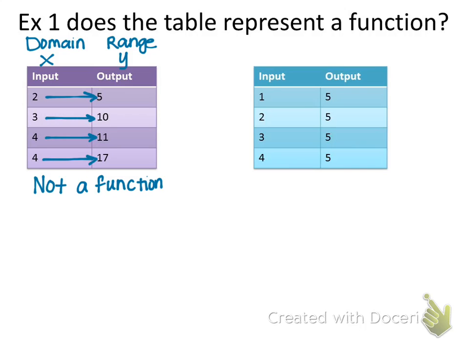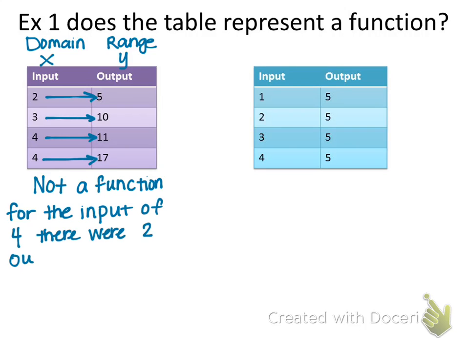And I want you to tell me why. Why is it not a function? Because for the input of 4, there were 2 outputs. That's what you would write. For the input of 4, there were 2 outputs. Okay? I want to know that you know why it's not a function, and specifically why it's not a function.